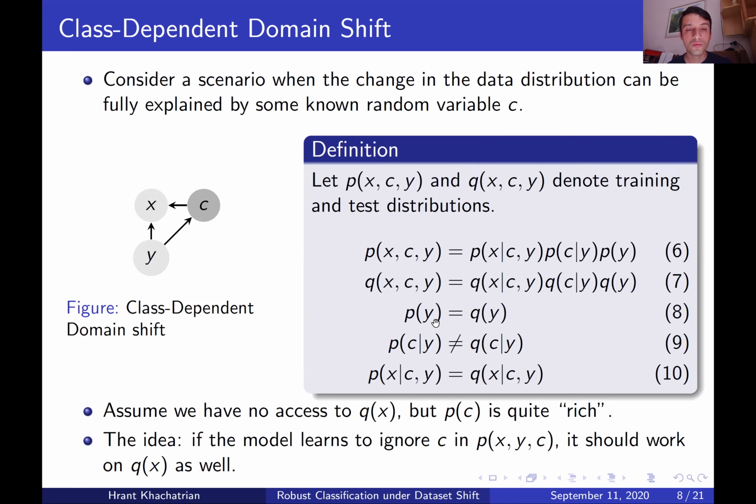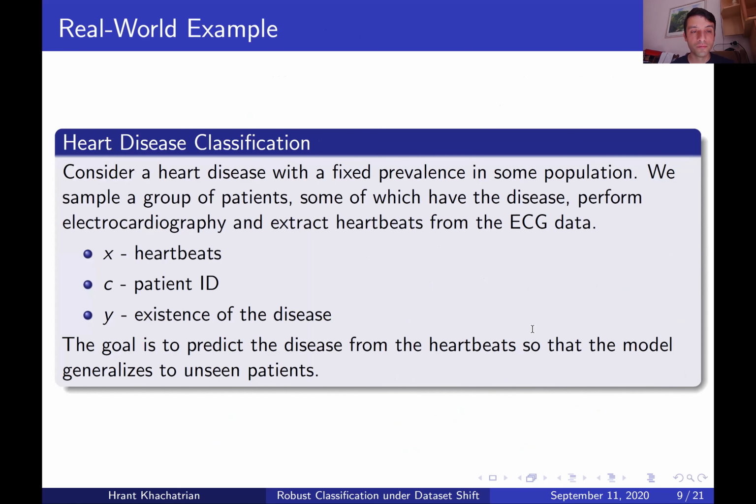So this satisfies this formulation because the distribution of the prevalence of disease is the same, but then this is different because in the training set you have some patients, in the test set you have other patients. But if you have a patient and whether he's sick or not, the distribution of ECG heart patterns is fully determined by these two, and this does not change between training and test sets.